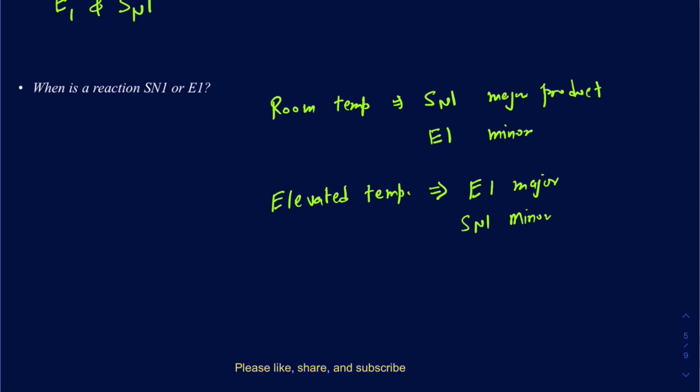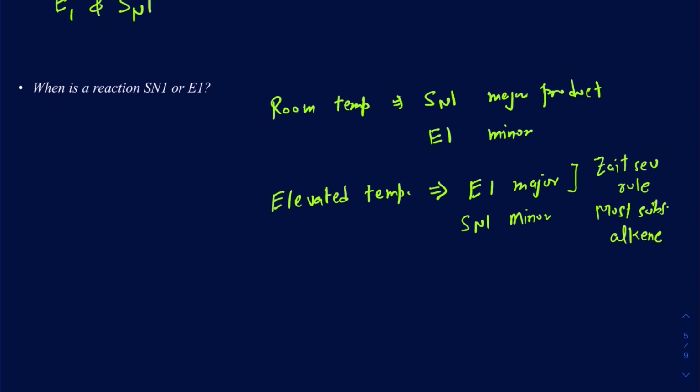As far as your stereochemistry goes, your E1 products are almost always going to follow the Zaitsev rule, which means your most substituted alkene is going to be made in this particular case. Remember, in case of E2, you have the option of making a Zaitsev or a Hoffman, depending on what type of base you're using. But here, for the most part, you're going to be making your Zaitsev product.